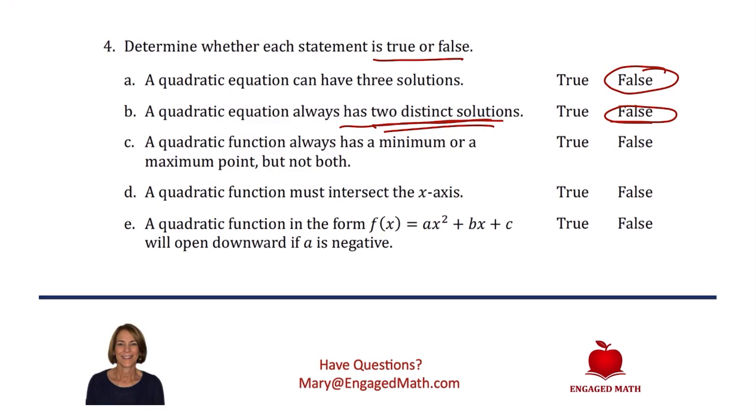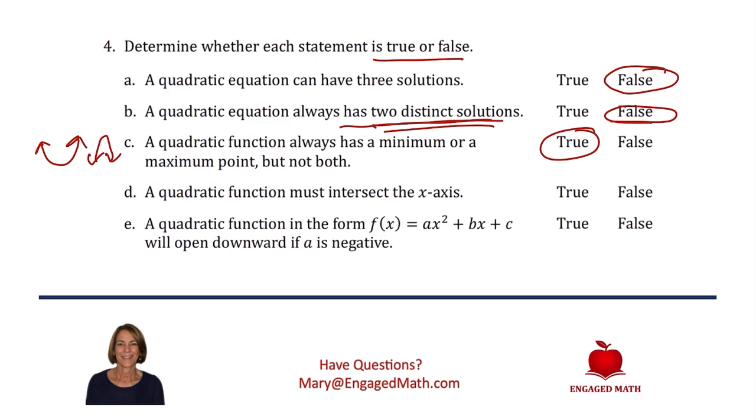C. A quadratic function always has a minimum or maximum point, but not both. That's true because we know quadratic functions graph as parabolas. So it will either have a minimum and look like that, or it will have a maximum and look like that. Okay, so let's do the next one.